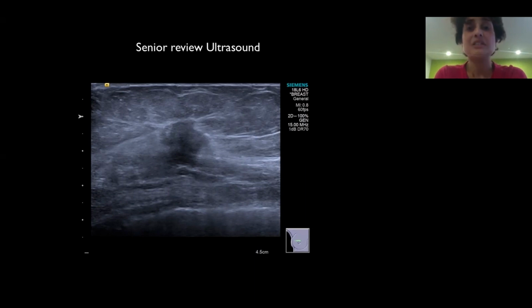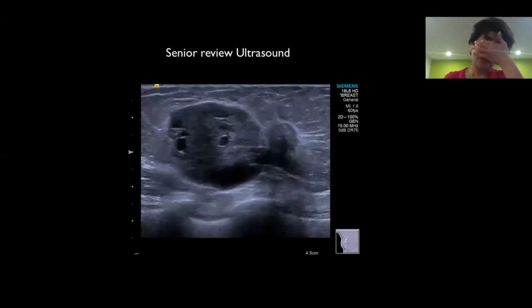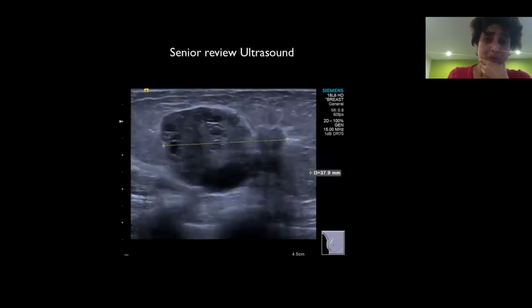It is well defined, it has irregular margins, it is taller rather than wider, it is disrupting tissue planes, causing posterior acoustic shadowing, and you are concerned that this is going to be a cancer. So go ahead with a biopsy through both these areas and await biopsy reports.